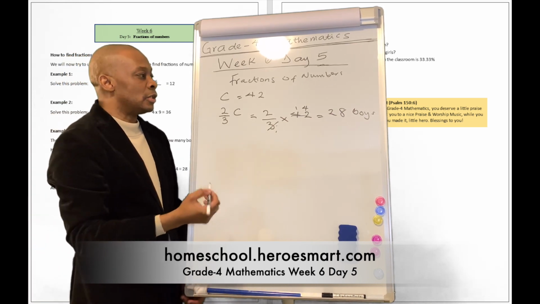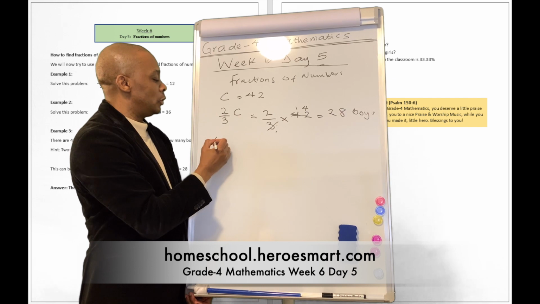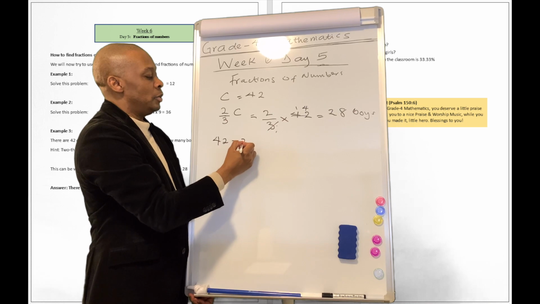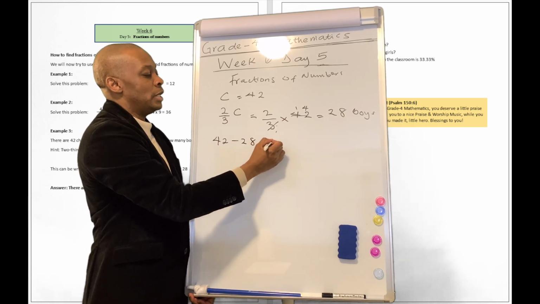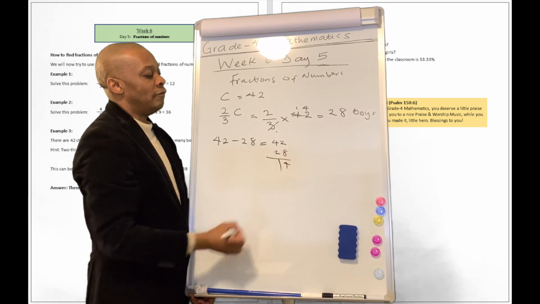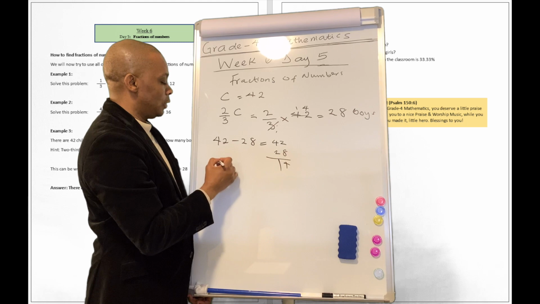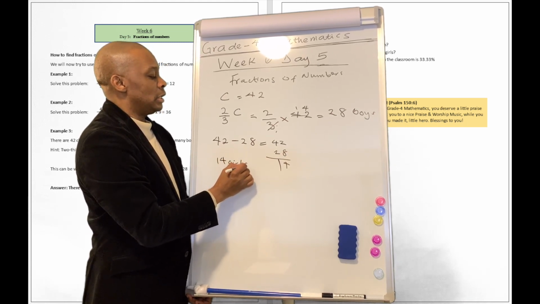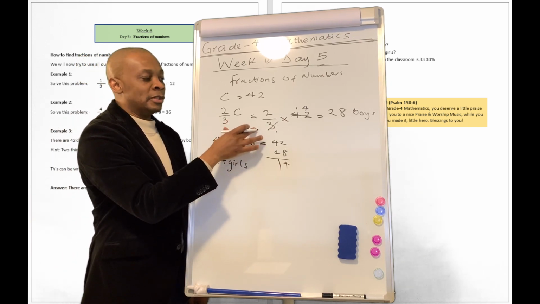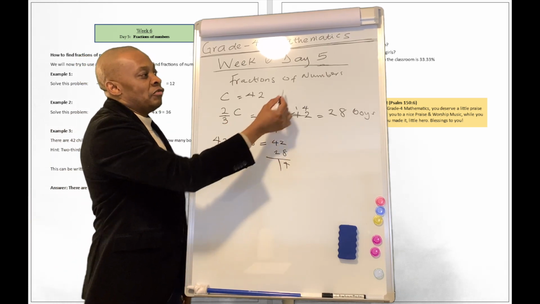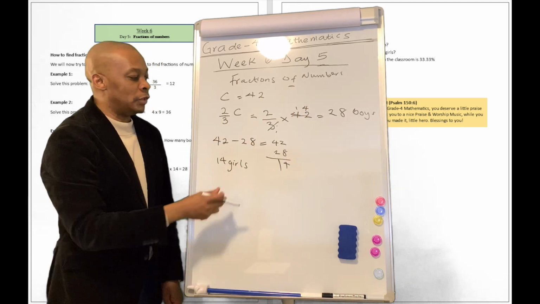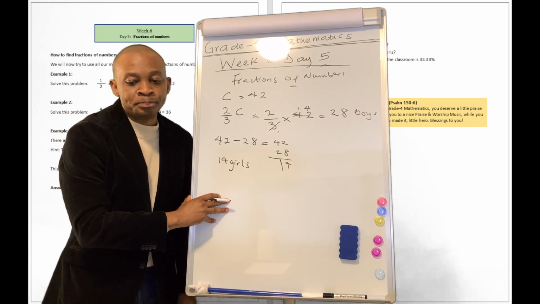Now, how many girls are in the class? If there are 42 students in total and the number of boys is 28, then the girls will be 42 minus 28, which is 14. So there are 14 girls in the class. That's how you can use your knowledge of multiplication to find fractions of whole numbers. 2/3 of 42, that's what we just did in this example.